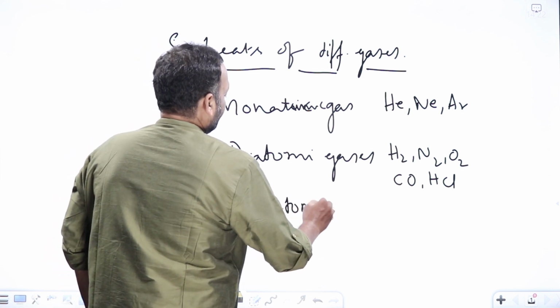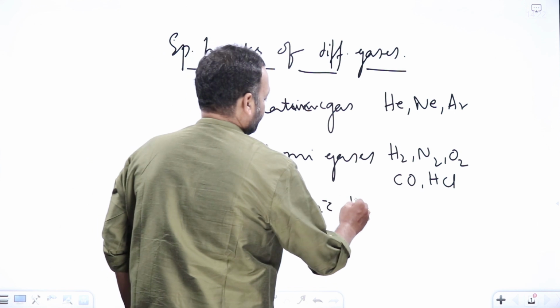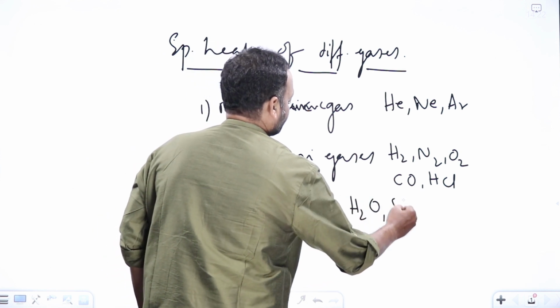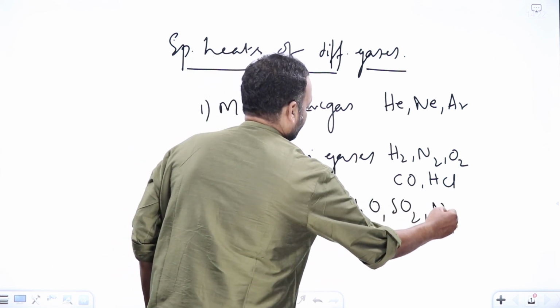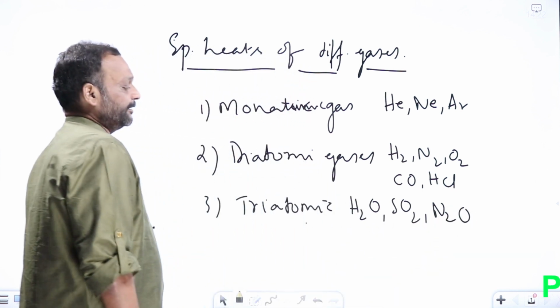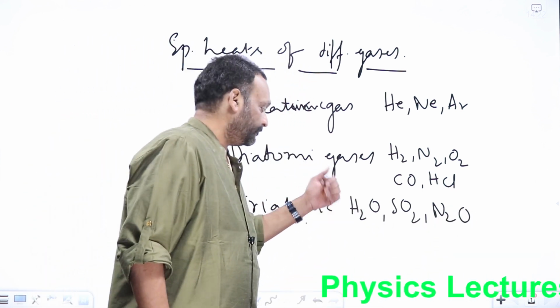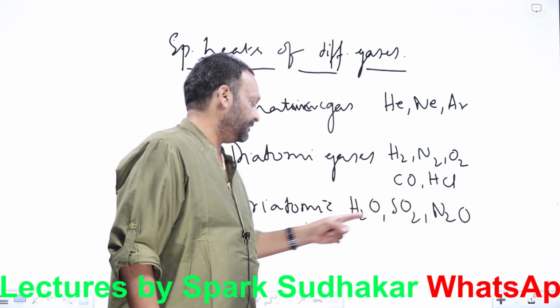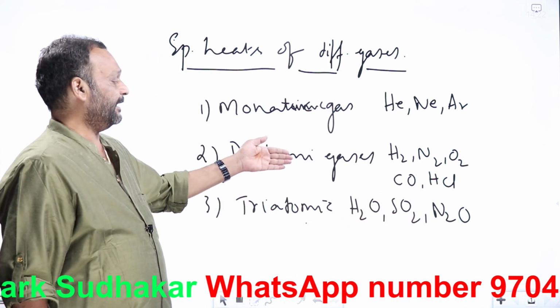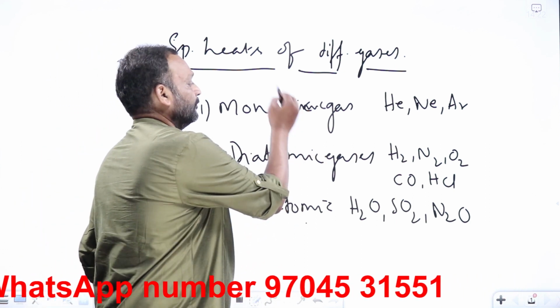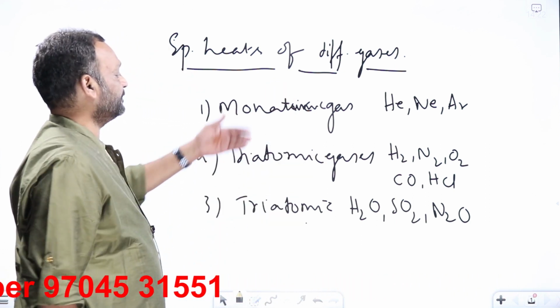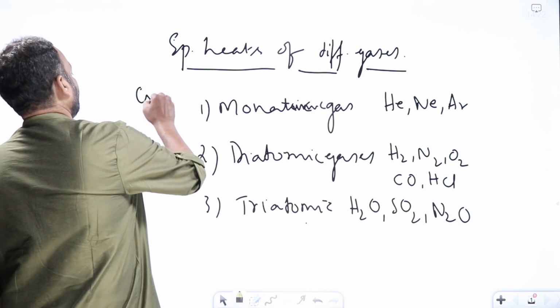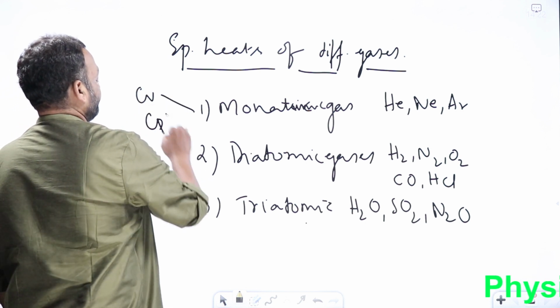Next one, triatomic molecules, like H2O, SO2, N2O, etc. These molecules have three atoms in each molecule. These are known as triatomic gases, diatomic gases, and monoatomic gases. Now we have to see what the Cv and Cp values are for each of these gases.